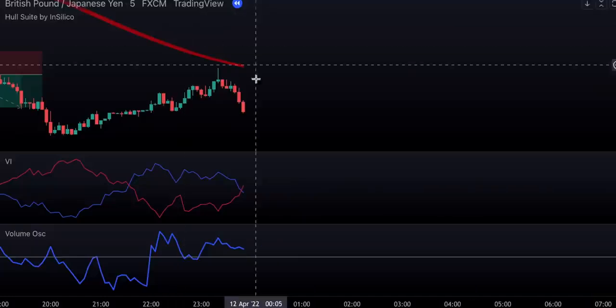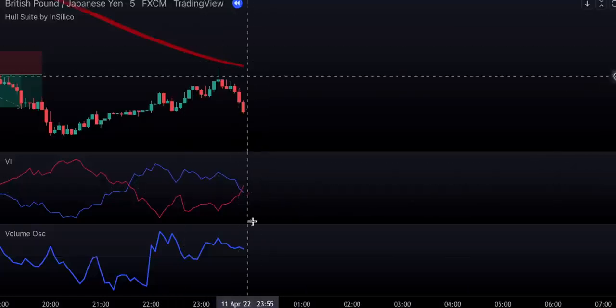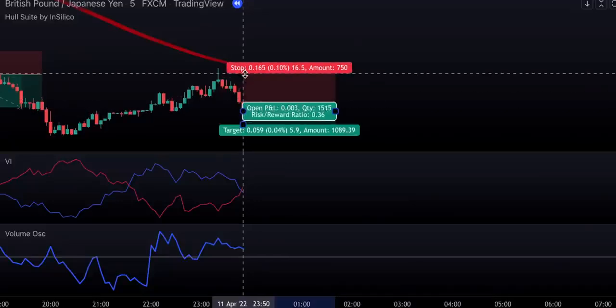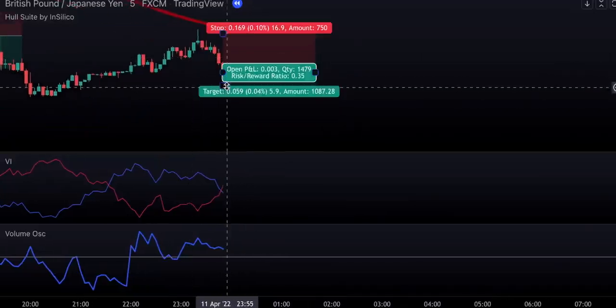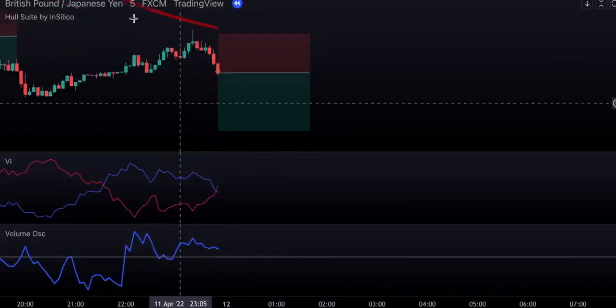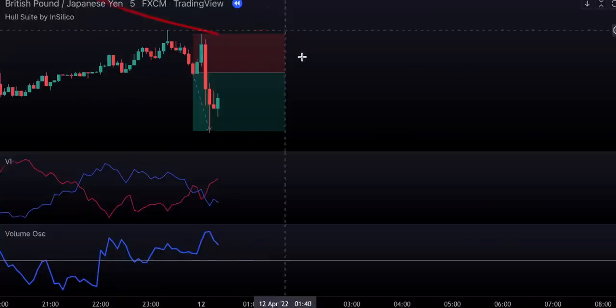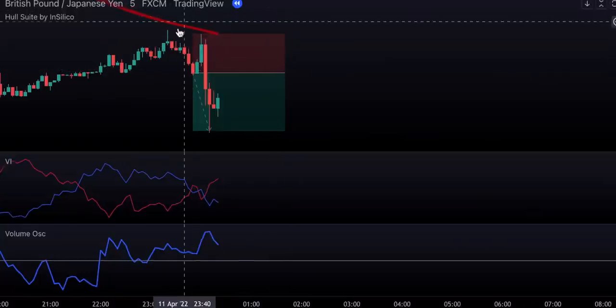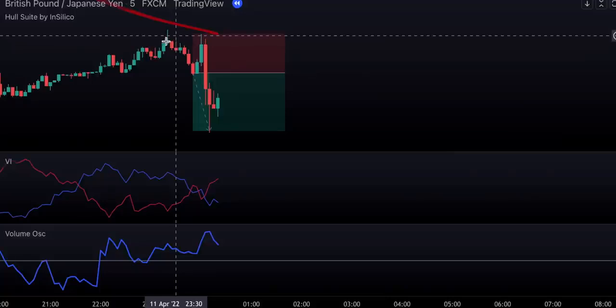So here we see we've got another valid short signal, all our indicators agree. We see this trade turns out to be profitable, even though we nearly got our stop loss hit. That's why we need to place our stop loss slightly above the recent swing high.